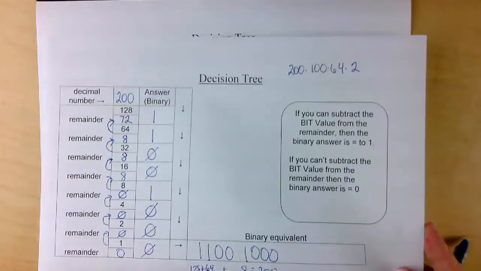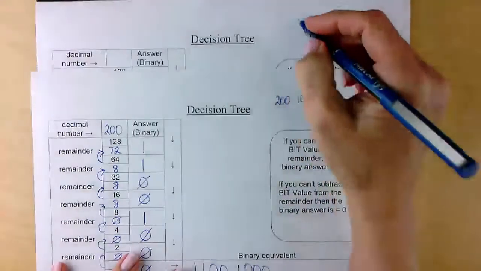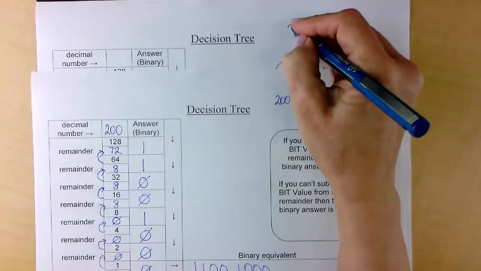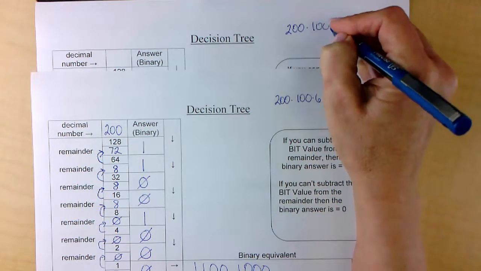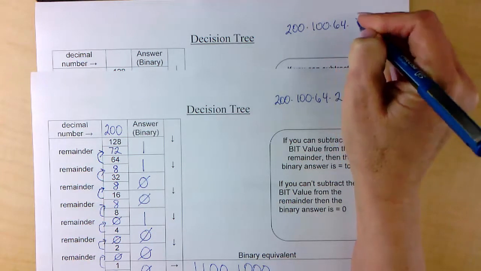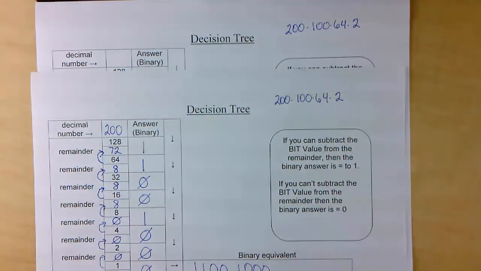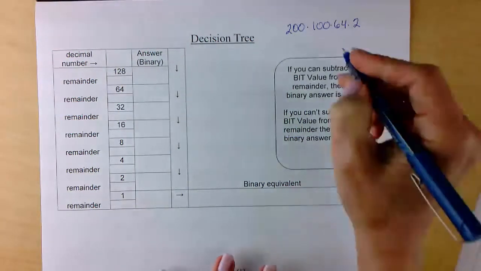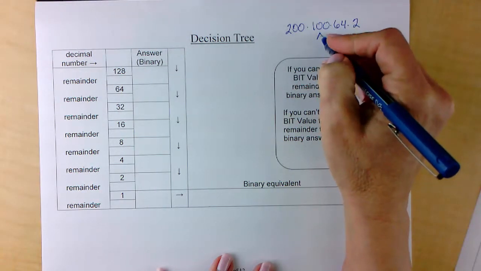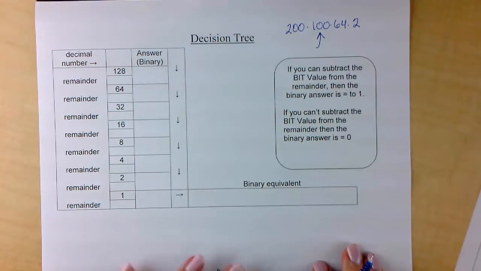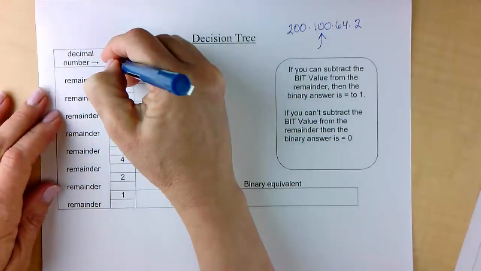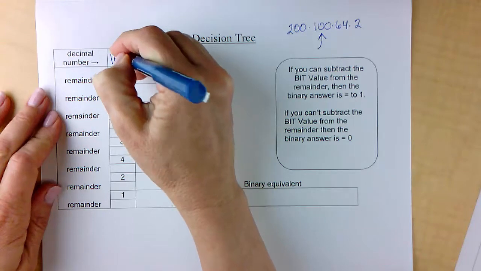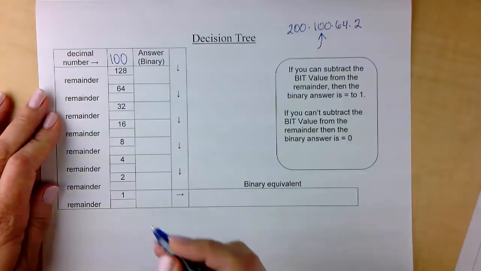Let's figure it out for the next octet. So if I'm still working with 200.100.64.2, now let's solve for the second octet, the value of 100. I'm going to do the same thing. I'm going to enter my 100 right here in my decimal number.